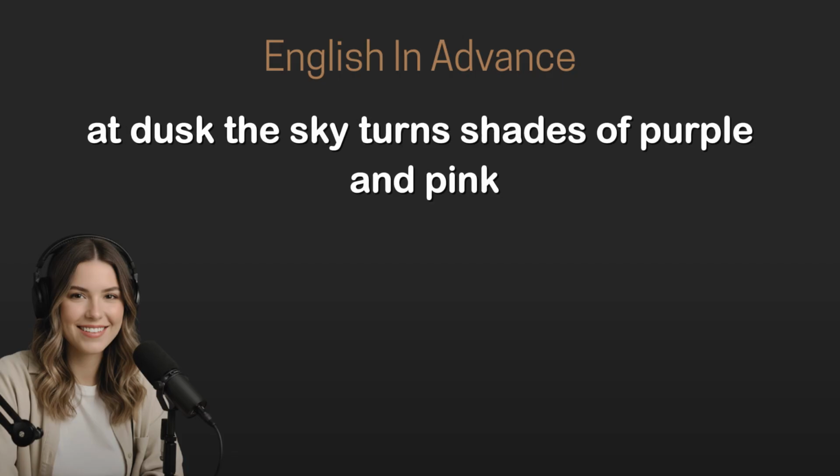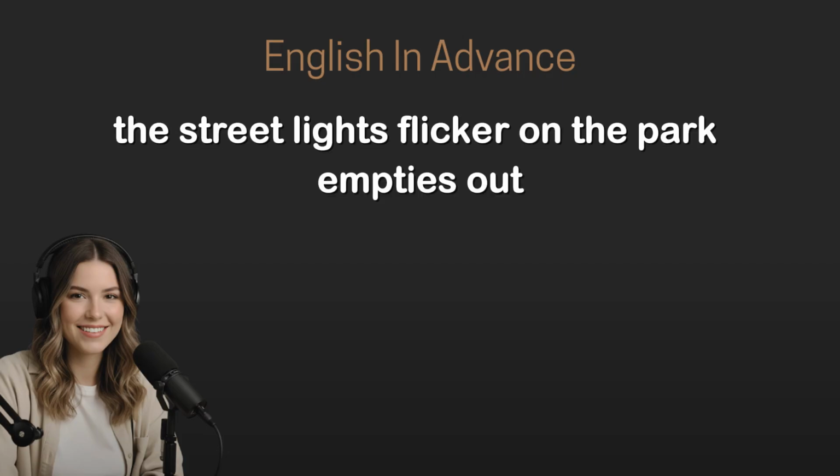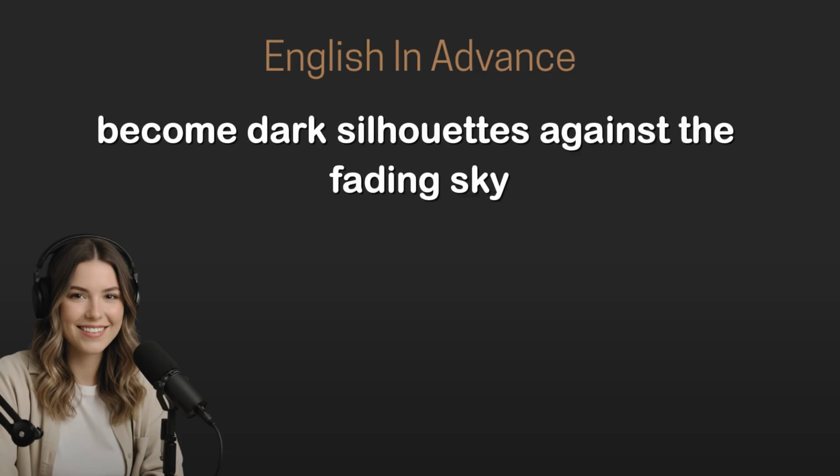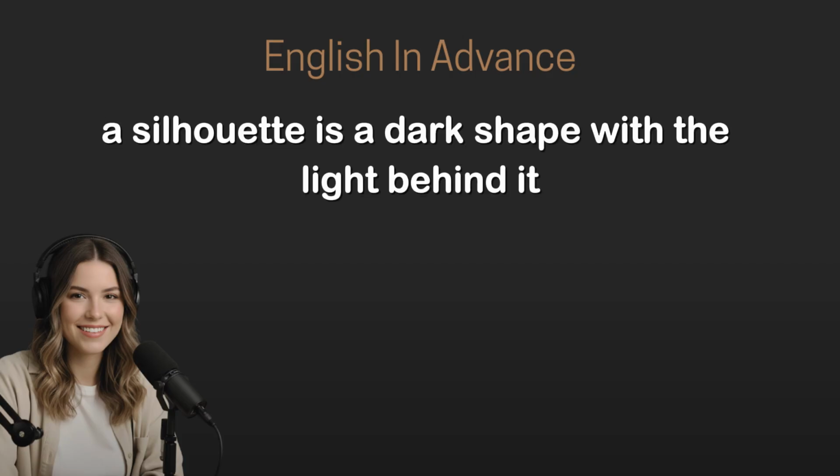At dusk, the sky turns shades of purple and pink. The streetlights flicker on. The park empties out. The trees become dark silhouettes against the fading sky. A silhouette is a dark shape with the light behind it.